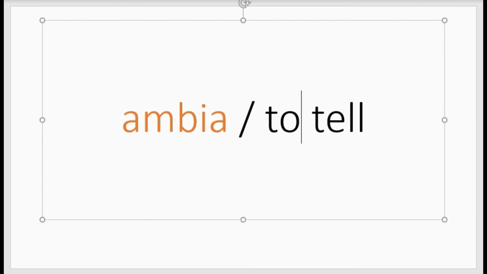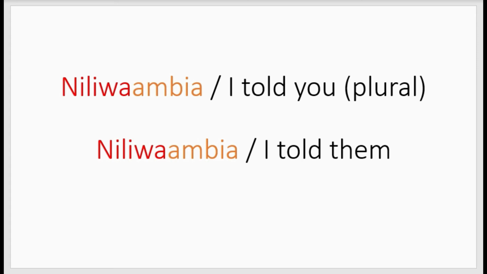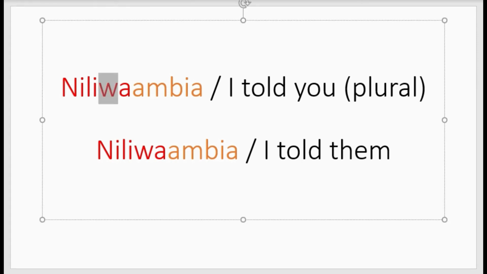Ambia, which means tell. Niliwaambia, I told you in plural. "Wa" here is an object infix for you in plural. Niliwaambia can also mean I told them. So "wa" can work as an object infix for you in plural, or it can work as an object infix for them.